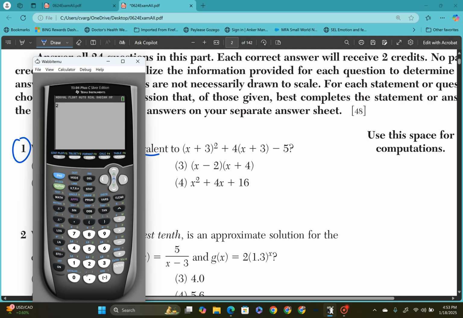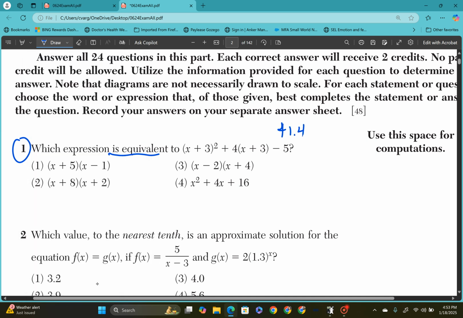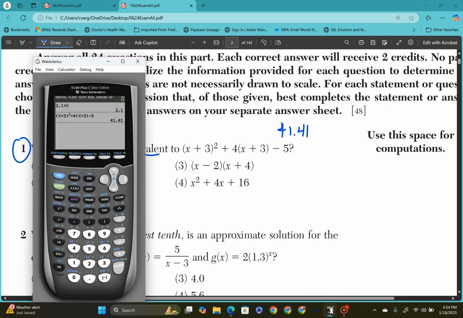So I always use 2.1 in my video keys. We're going to store it into X, hit enter, and then you're going to plug in the original. So X plus 3, close parentheses, and again, you should be doing this along with me. Don't just watch me do this. Plus 4, parentheses, X plus 3, close parentheses, minus 5. We're going to hit enter. So our target number that we're looking for is 41.41.